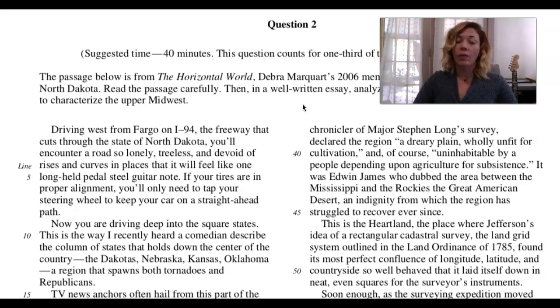Now, I would then start out thinking of a loose organizational structure in which I don't know yet how many sections I might have, but I do know that a basic block format would be, following my thesis, I'm going to first describe how the Midwest is characterized in this text, and then I'm going to describe how the author does that through rhetorical strategies. So let's begin.